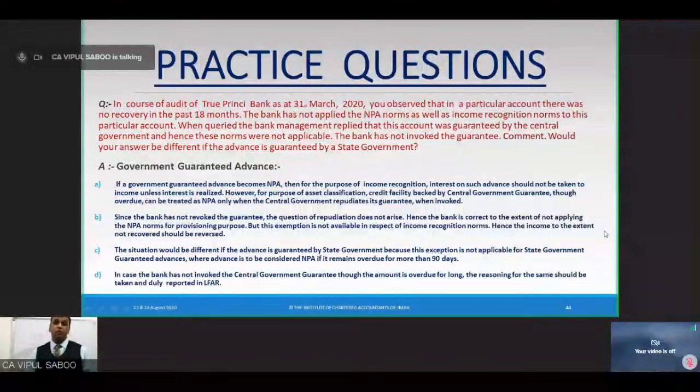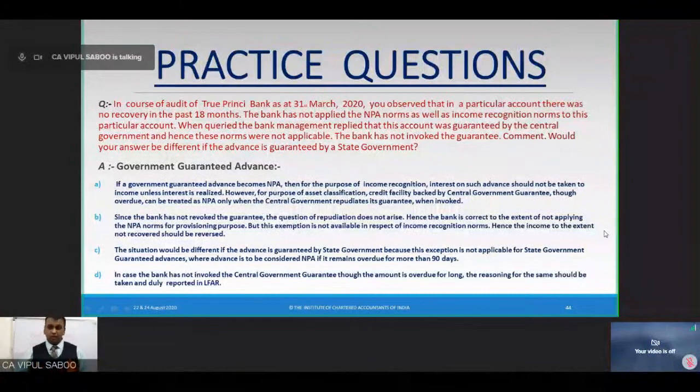Asking the government, come and give the money. Invoke is to ask for. Ask the government that this account has become bad, please, you are the guarantor. And if the government repudiates or cancels the guarantee, only then can you take it to NPA. So in the balance sheet, unless and until the government has repudiated the guarantee or the bank has not even invoked the guarantee, this asset will be shown as a standard asset. Even though it has become NPA, it is shown as a standard asset.